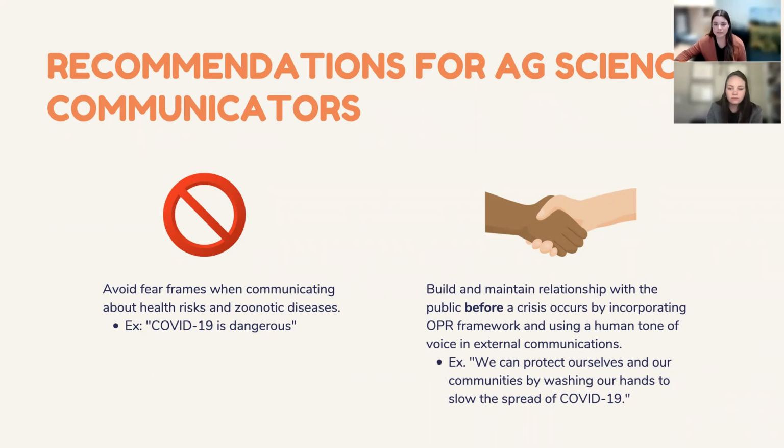While social media videos can be really helpful when communicating complex topics or the importance of scientific information, we want to make sure that we're using a human tone of voice and certain OPR indicators when crafting these messages. A big thing is to avoid fear frames when communicating about health risks and zoonotic diseases. For example, instead of saying, "COVID-19 is dangerous, people are dying from this disease, and we're all in danger," say something like, "We can protect ourselves and our communities by washing our hands to slow the spread of COVID-19." That can help make those messages more effective by implementing a human tone of voice and using those OPR indicators as well.